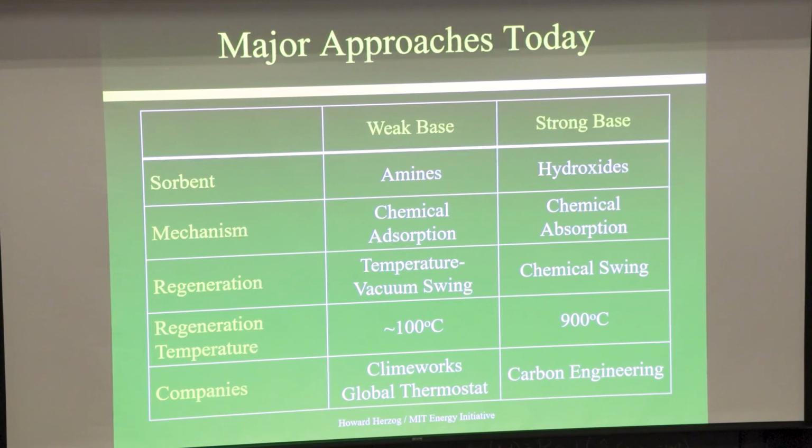Then there's a strong base process, and I'm not going to go into all the details of that, but it's more complicated. They actually do use a liquid sorbent with hydroxides, and hydroxides have a very strong attachment, so it's easy to grab the CO2 out of the air, but they're not easy to regenerate. They call it a temperature swing, I call it a chemical swing. It has to go up to 900 degrees C. They have to do it in a kiln.